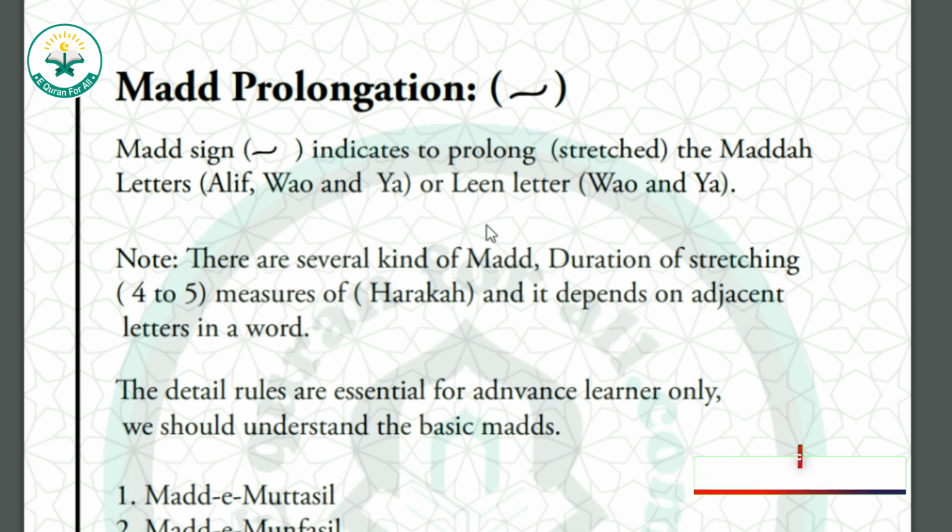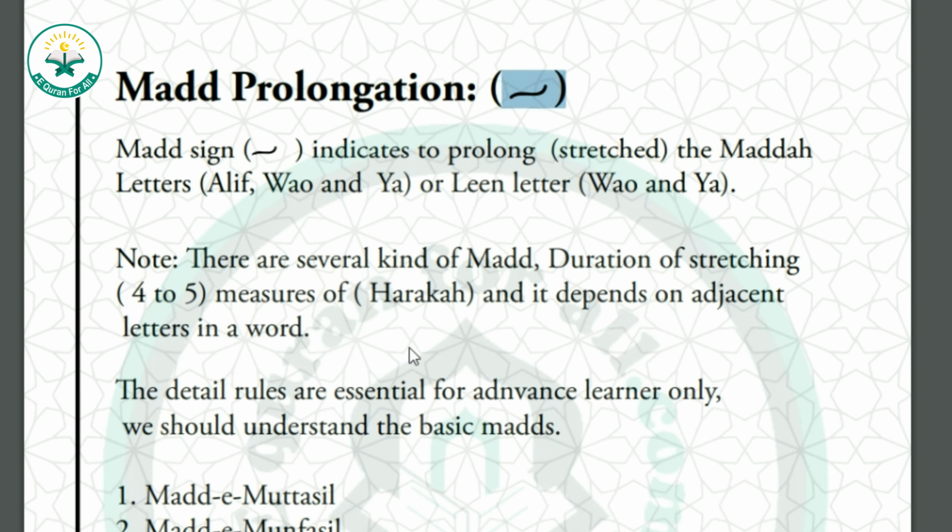In the last video we learned about the lean letters rule. Today we are going to learn about madda rule. We already read about madda letters, which were three madda letters: alif madda, waw madda and ya madda. But today we are going to learn about this sign, which is called madda sign.